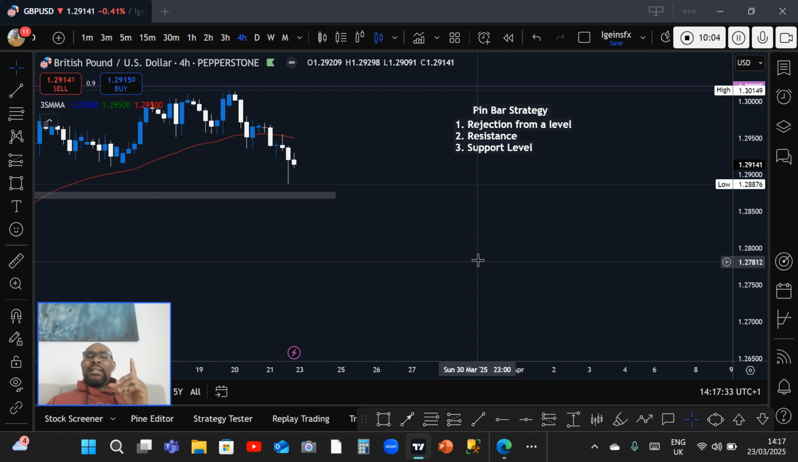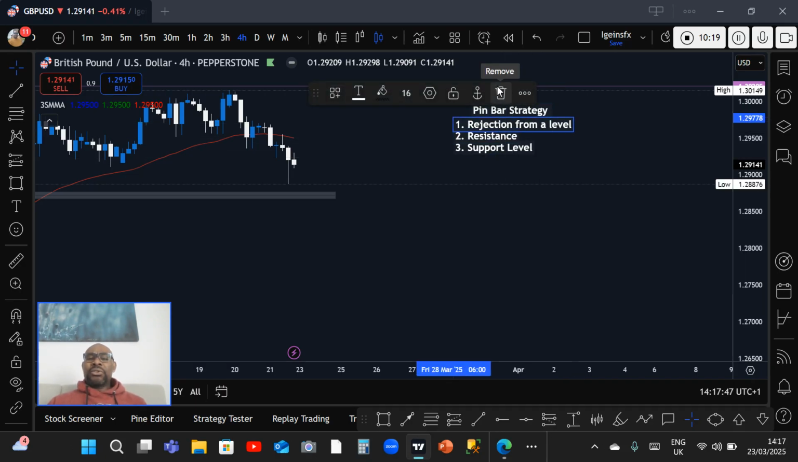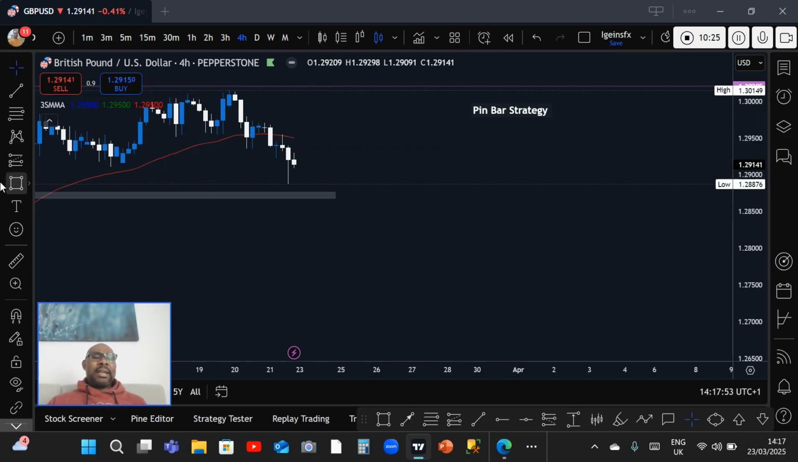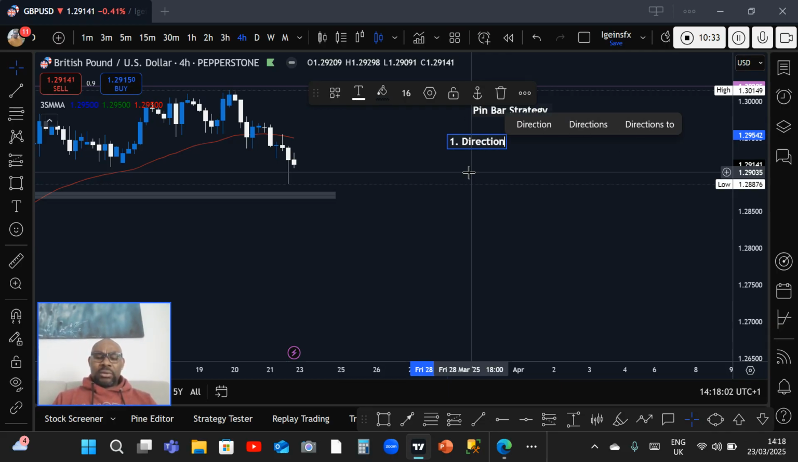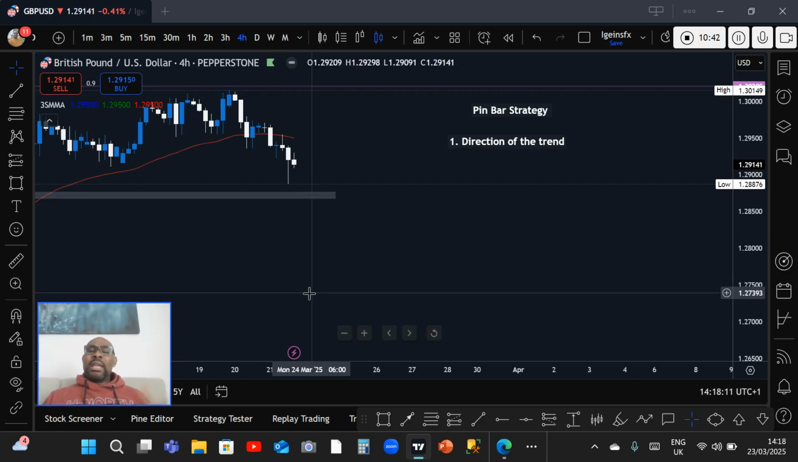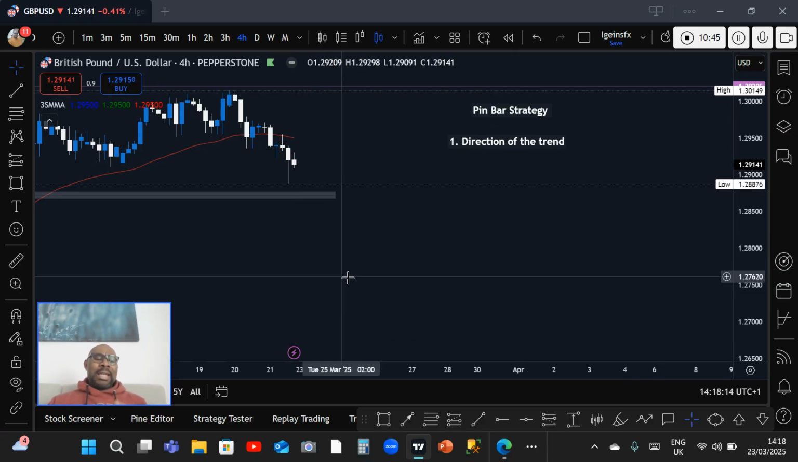the first thing that you need to know is, number one, the direction of the trend. Know the direction of the trend. Let me remove all these ones. It's very important for you to know if we are bullish or we are bearish.